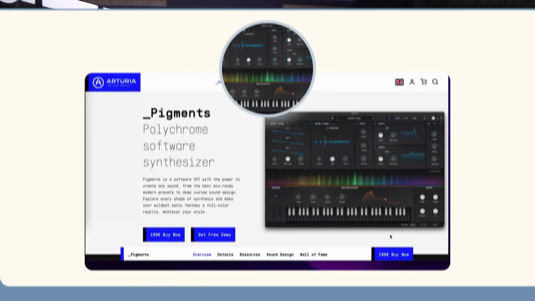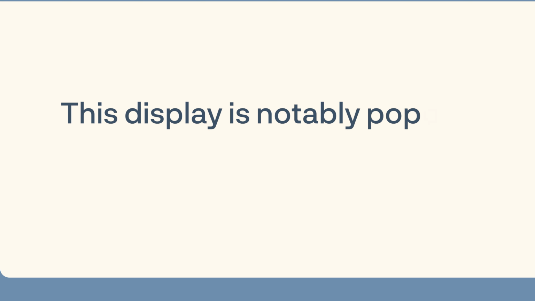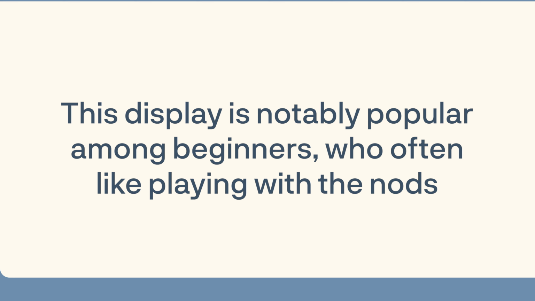During visual evaluation, it's crucial to compare both software and hardware products within the same price range to see how the styles stack up. When you look at Soothe2, you immediately spot key elements: a large central knob, reminiscent of the Roland synthesizer's alpha dial, and a prominent graphic display. This display is notably popular among beginners who often like playing with knobs.